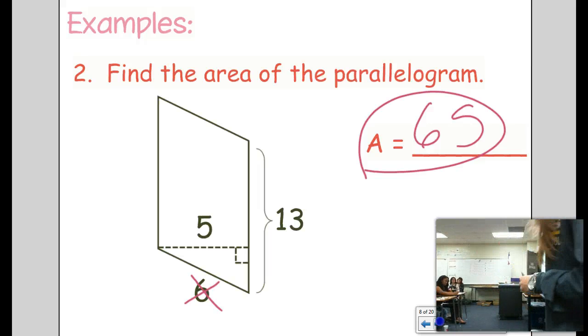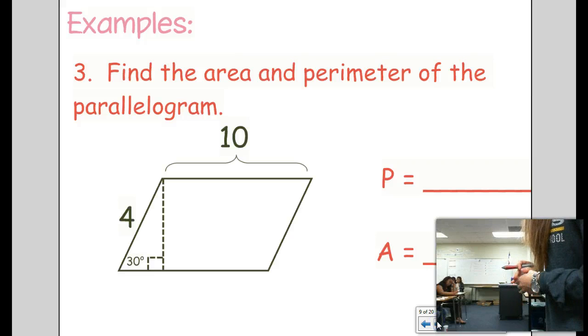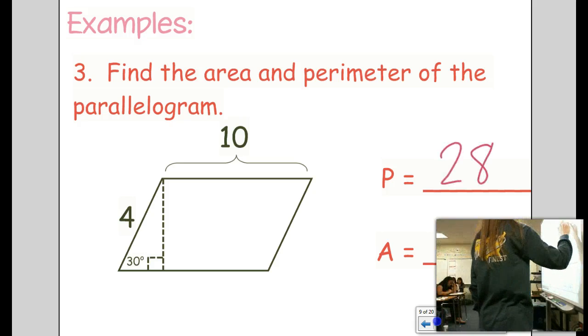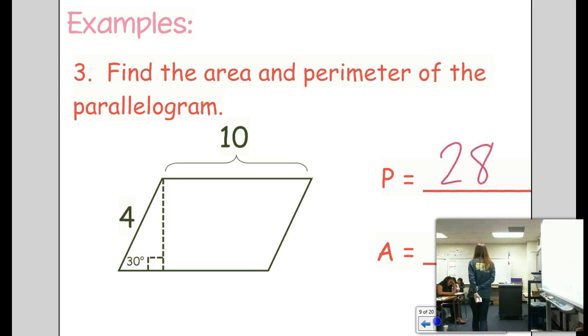Base times height. 13 times 5. Okay. Find the area and perimeter of the parallelogram. Ashley, perimeter. 28. Over and done. Very good. The area is going to take you a little bit longer, so I'm going to give you a couple minutes to find the area.